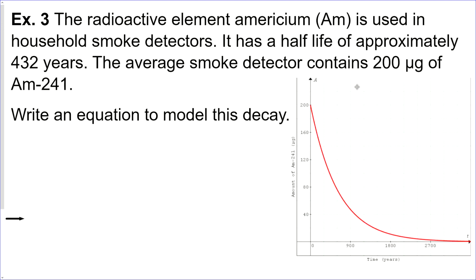We all have some radioactive material in our homes. It usually comes in the form of americium-241. There's about 200 micrograms of that in our smoke detectors, and it has a half-life of 432 years. It's too bad the smoke detector only lasts 10 years. Anyways, we want to write an equation to model this decay. This one's pretty easy because unlike the last one, we don't have any vertical translation here to worry about. So our starting point here, 200, is our A value. And then we just use our half, and our equation should look something like that.